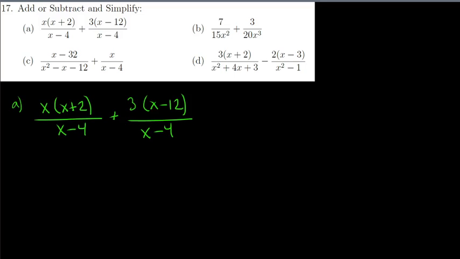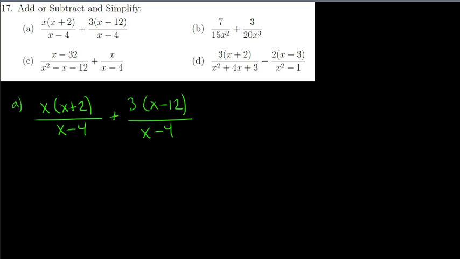Okay, so for number 17, we're going to add or subtract and simplify, right? And there's a big difference between multiplying and dividing, right? Adding and subtracting is not the same thing. So it's done very differently, right?